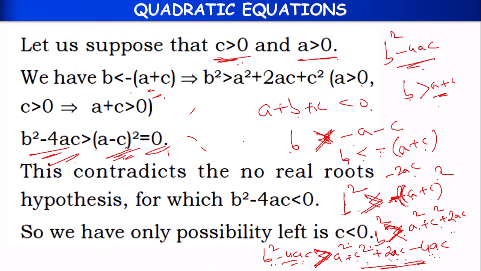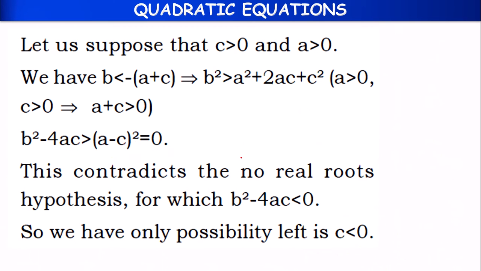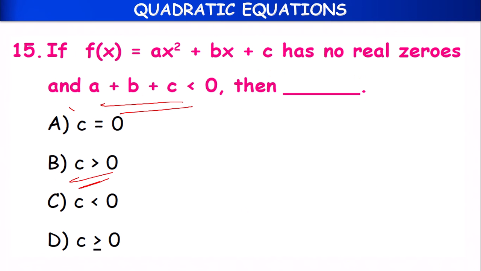But a minus c whole square means it is a square number. It will always be equal to or greater than 0. So here the discriminant we are getting greater than 0. So the roots will not be real. So this option B also is wrong. So A option is wrong, B option is wrong.